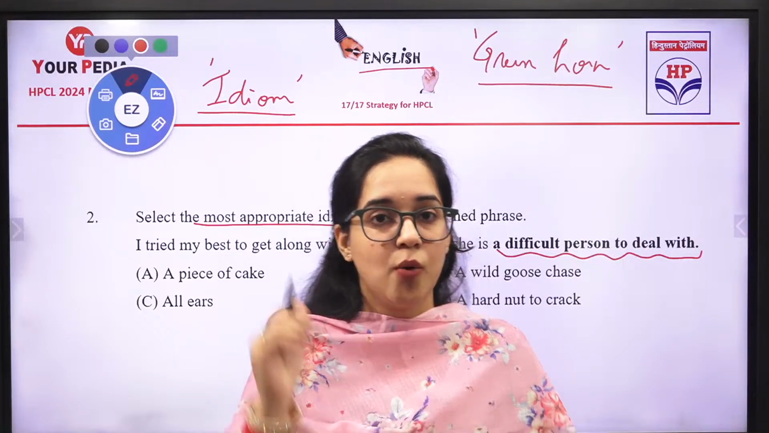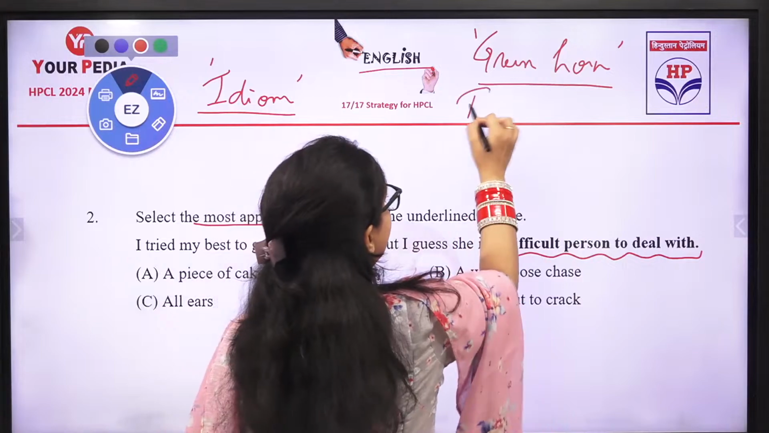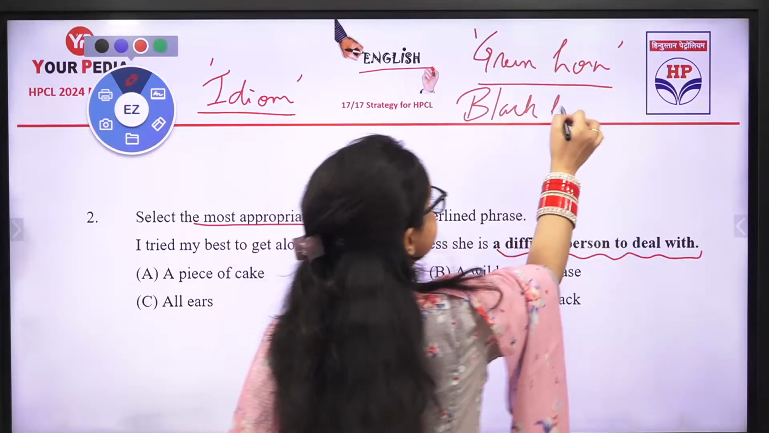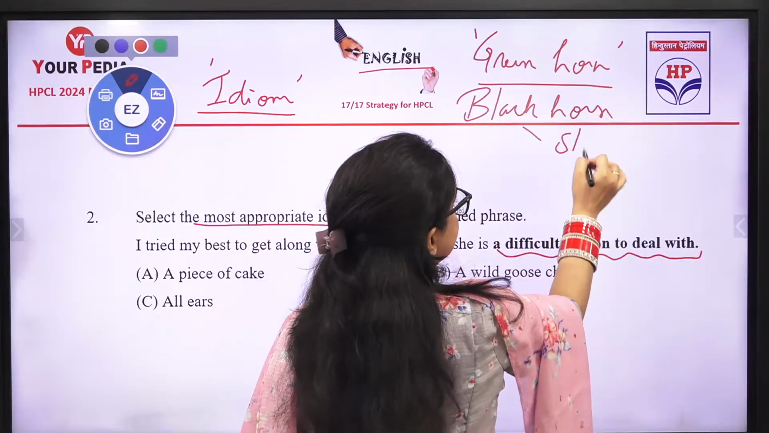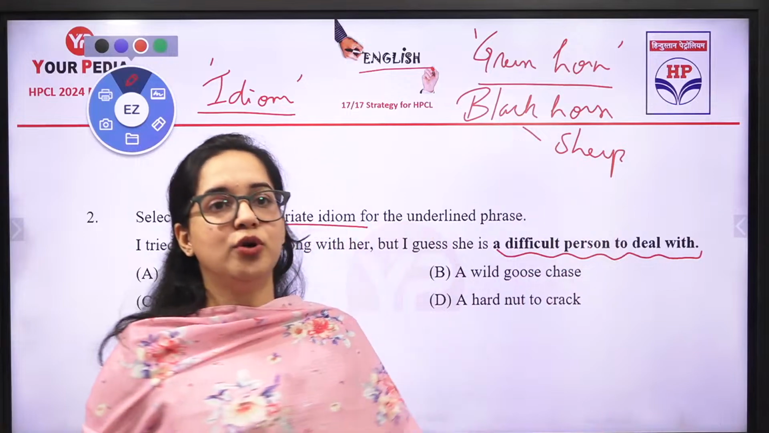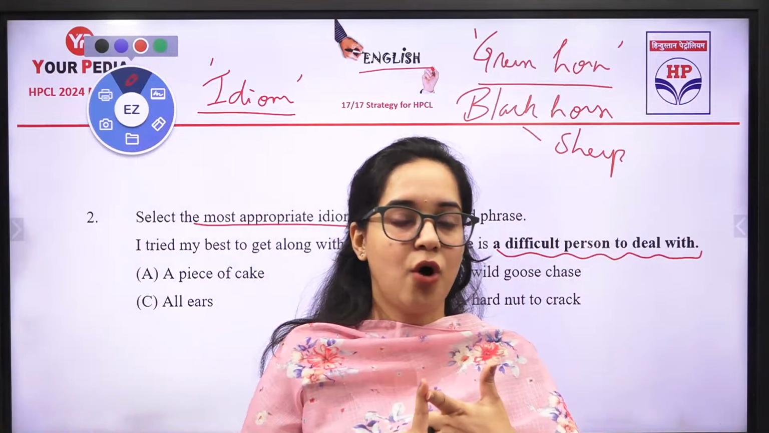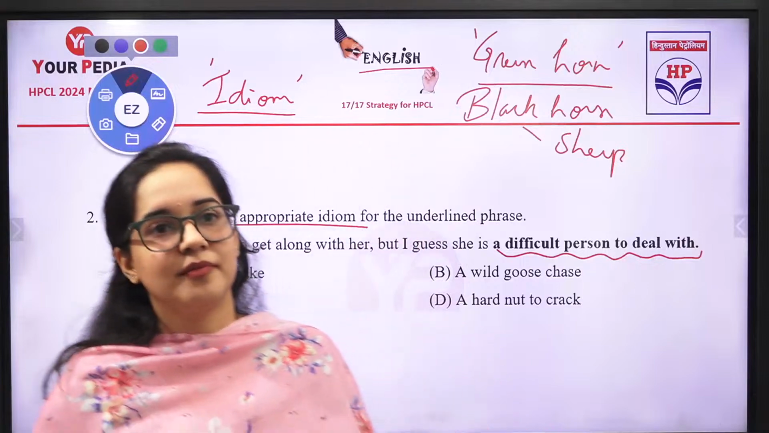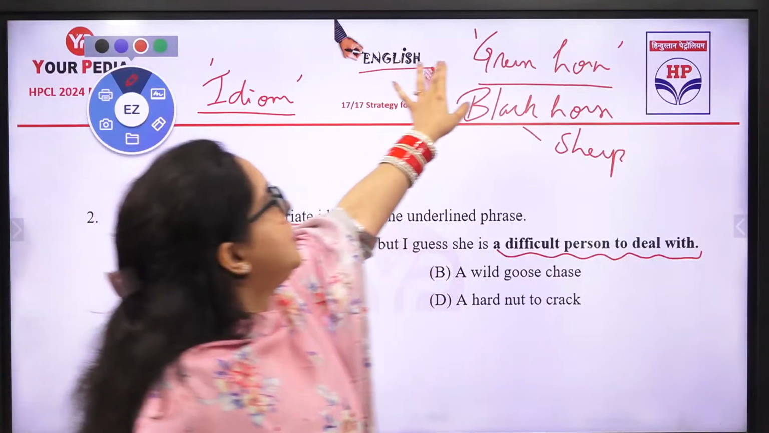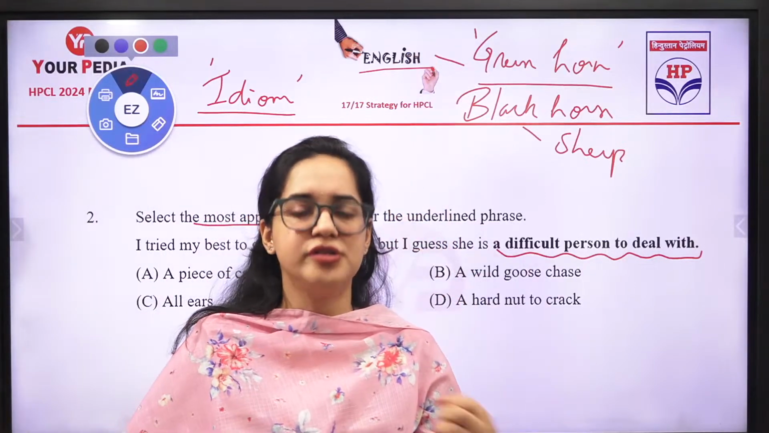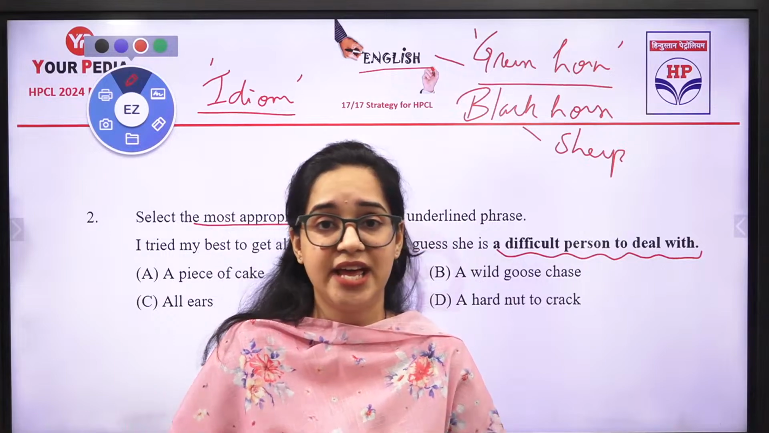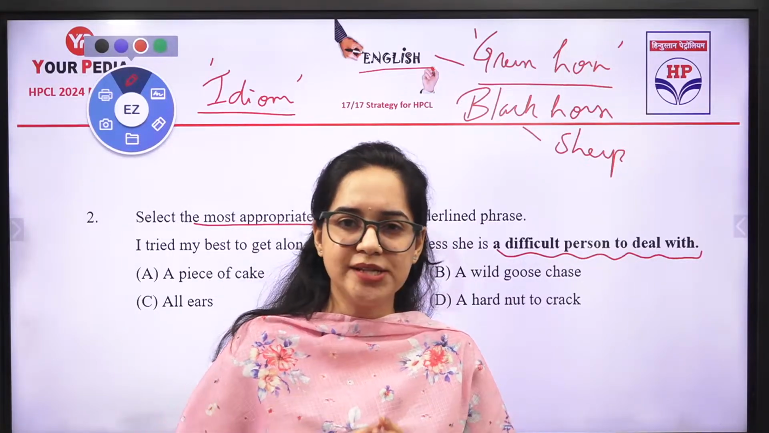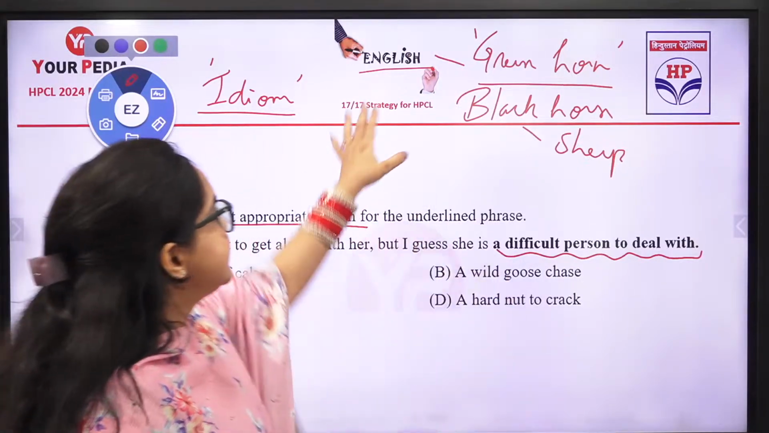Ishika mentioned. What does the black color signify? Black horse, black sheep. Anyone who could mention? Black horse, black sheep. Now, black color signifies. Anyone? Greenhorn is someone who is immature, someone who is fresher, someone who is naive, someone who is novice, who is immature person. That is greenhorn.